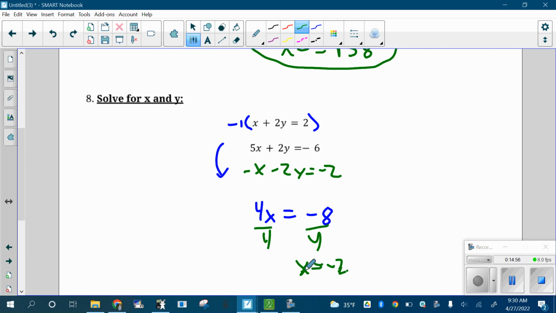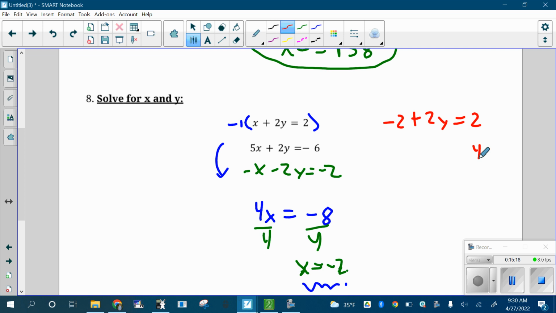Please remember for these ones, it's asking you to find the point where these two lines intersect. It's a system, so you've got to solve for x and y. I just figured out x. To figure out y, I'm going to plug that x back into one of my original equations. You can plug it into either one. I'm going to plug it in the first one. X plus 2y equals 2, and I'm going to solve for y.